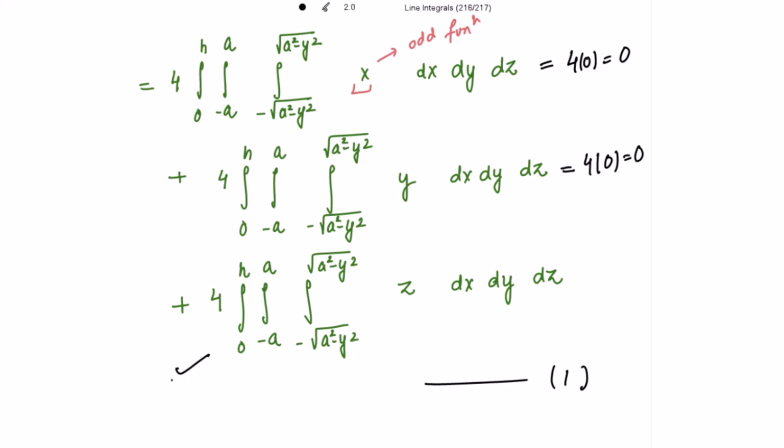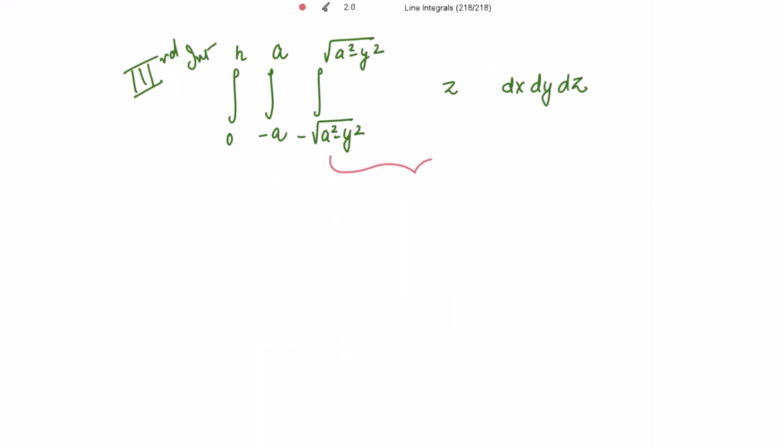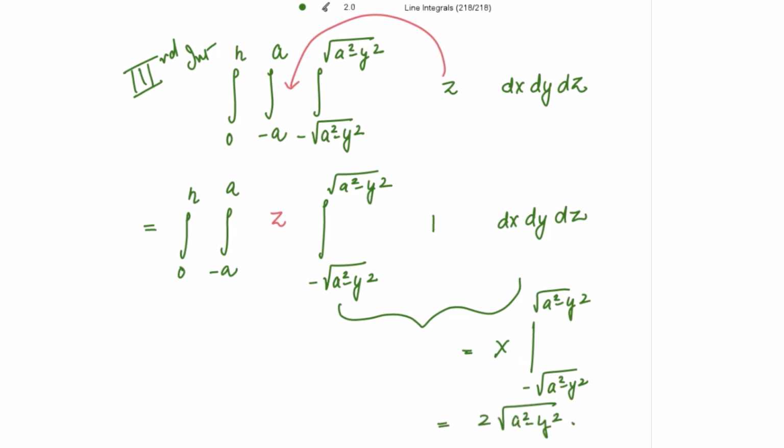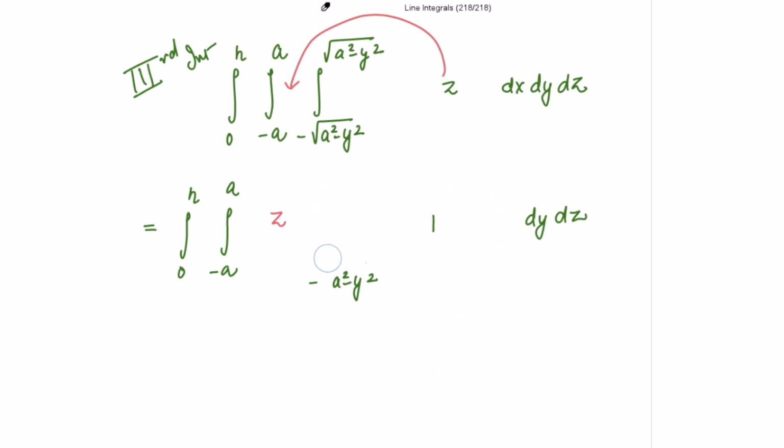Remaining to calculate is this third integral, solving this innermost integral with respect to x. For that, this z is constant, so taking this outside of the integral and integrating 1 with respect to x gives us x, and on putting the limits for x, we get this value to be twice the square root of a square minus y square. So this integral is twice the square root of a square minus y square.